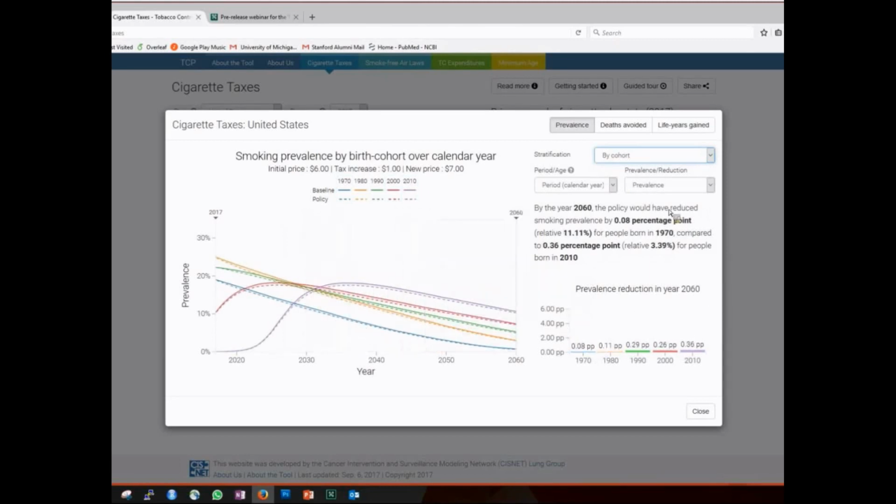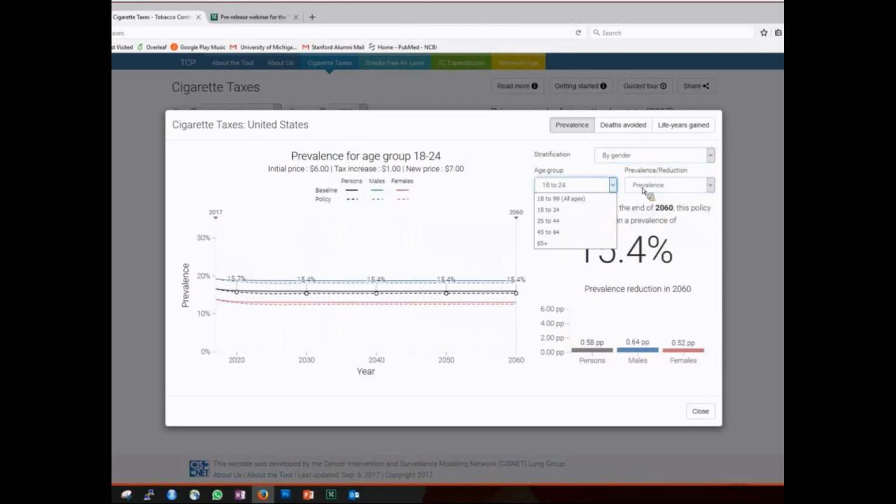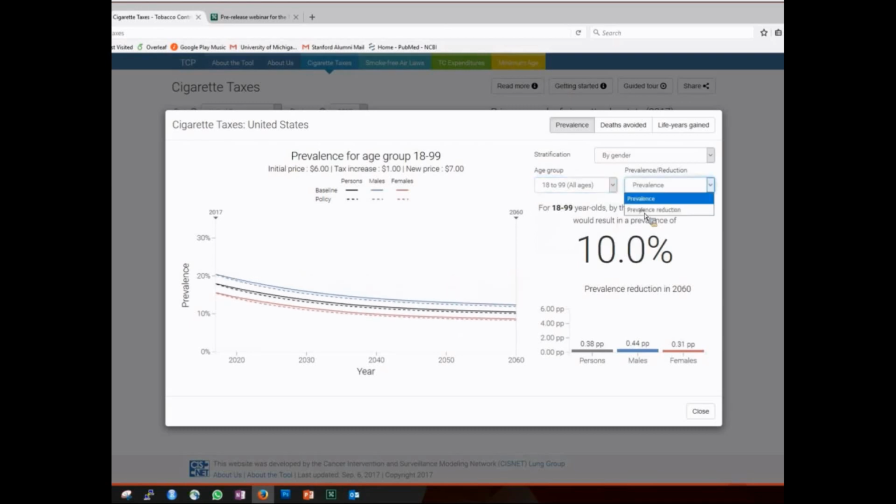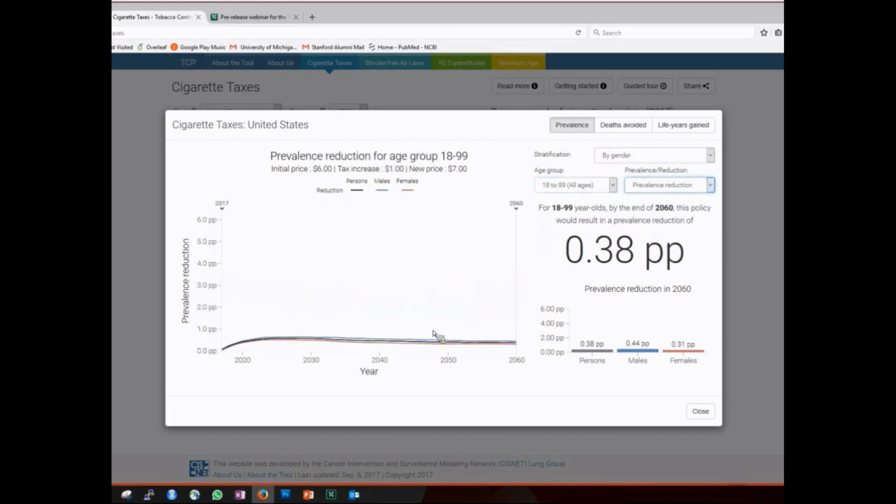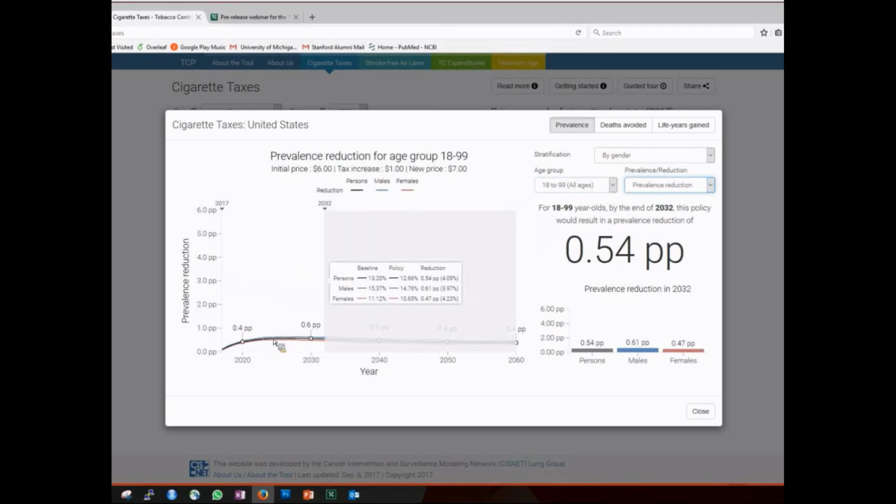You may also be interested in looking at the prevalence reduction rather than smoking prevalence itself. So you can look at the percentage point reduction for males and females each year as well. So that's smoking prevalence outputs.